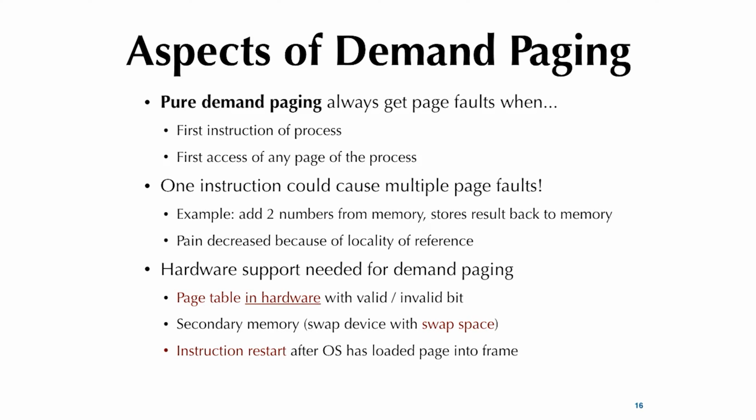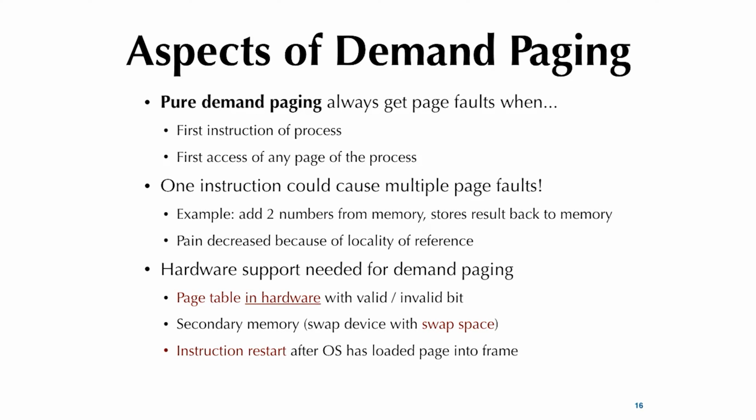it becomes less painful, because of what's called locality of reference. And so the hardware support needed for demand paging may include additional fields in the page table in hardware, so a valid-invalid bit, possibly with address space checking. And now you also need some space on disk, but what kind of disk? Do you use your same file system, or do you use a different partition, a special disk for that?